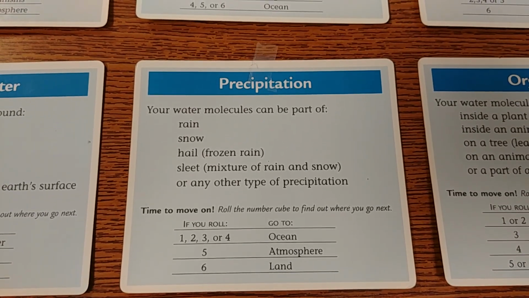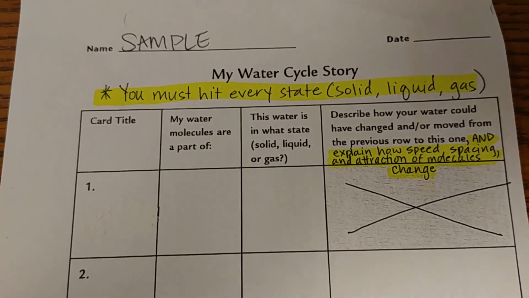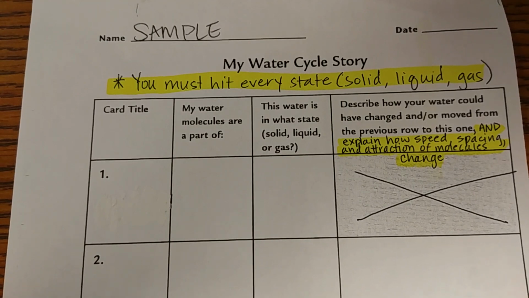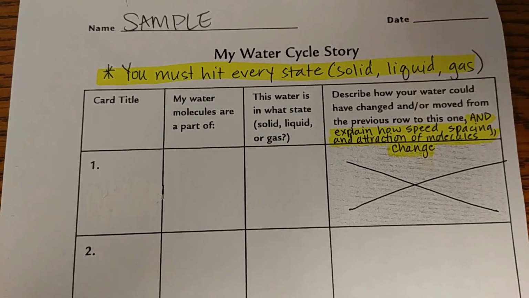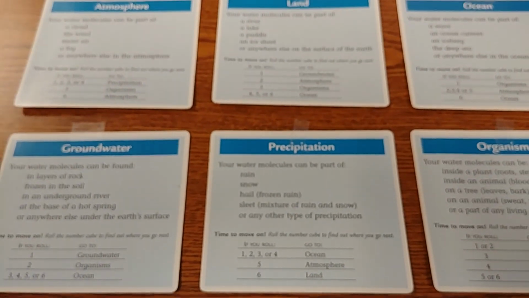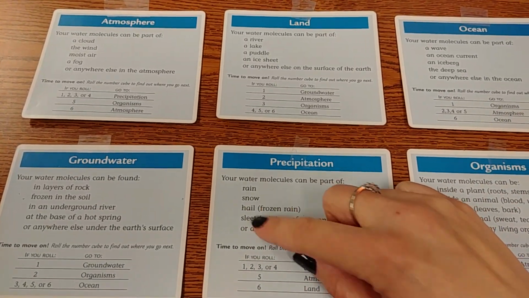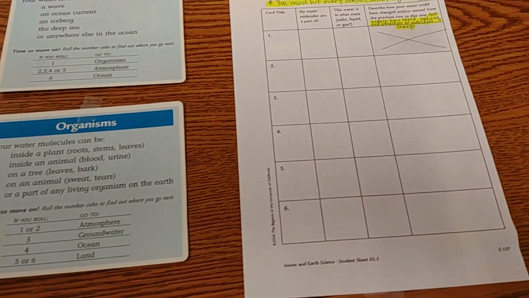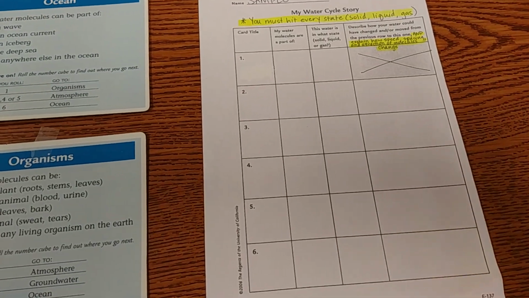So one thing that's important too, and I've added this because this is going to be important for when you write your story, you want to make sure that when you play this game and when you're writing your story, you need to make sure that you hit every state of matter. So make sure that when you're looking at your cards and you're making choices about which card or what part of the molecule you want to be, make sure that you mix it up. And somewhere on your sheet, you have to be a solid, a liquid, and a gas. So take that into consideration.